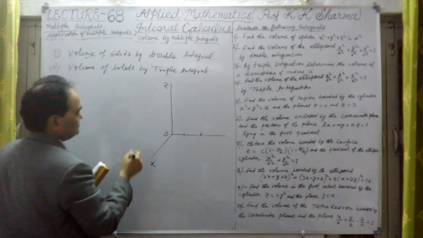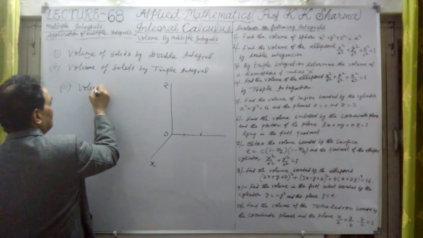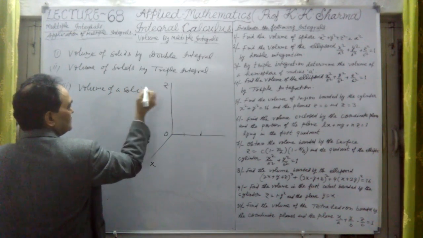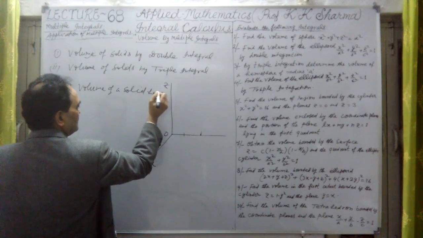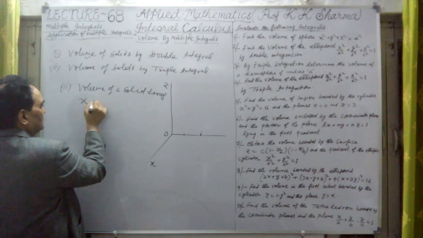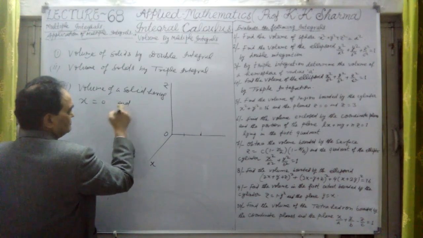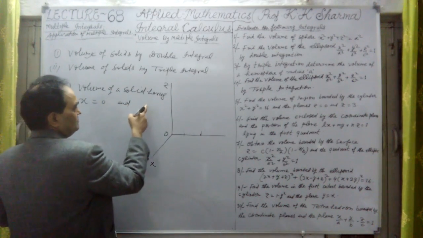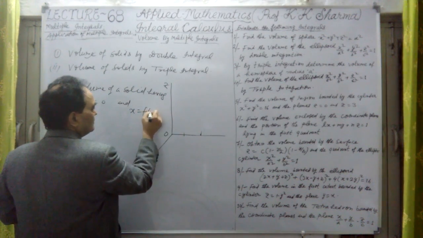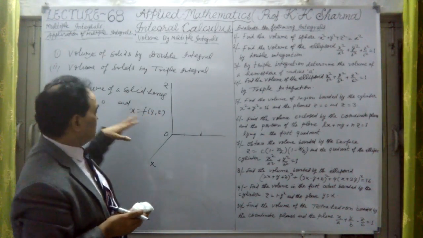So the second part of this: the volume of a solid having x equal to 0, and the function, let me take, f of y and z. Here x is a function of y and z, and x is 0.